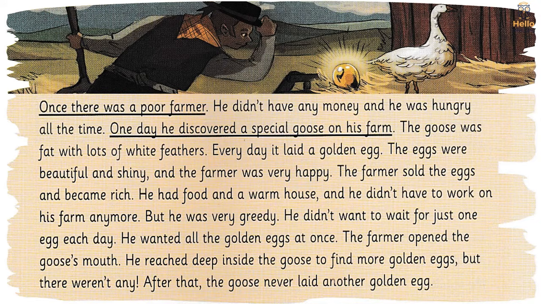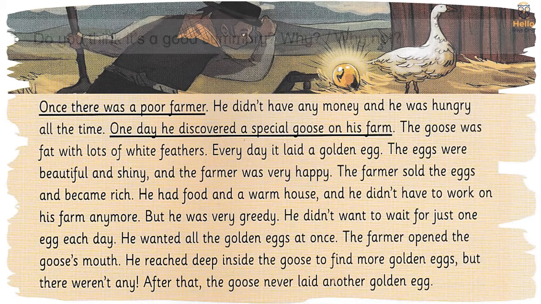The farmer sold the eggs and became rich. He had food and a warm house. He didn't want to wait for just 1 egg each day. He wanted all the golden eggs at once. The farmer opened the goose's mouth. He reached deep inside the goose to find more golden eggs, but there weren't any. After that, the goose never laid another golden egg.